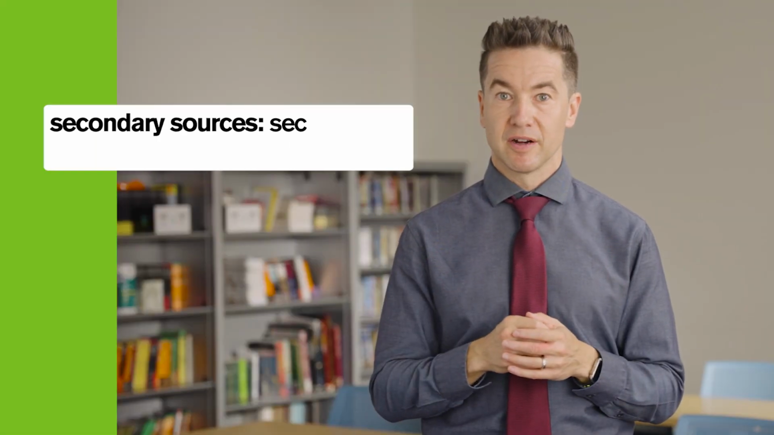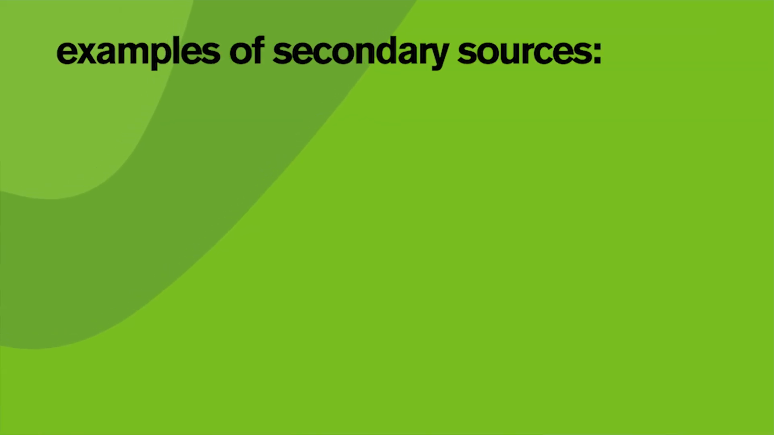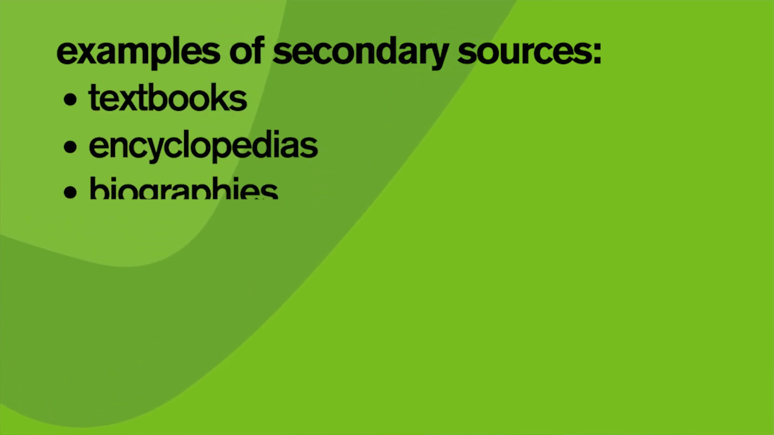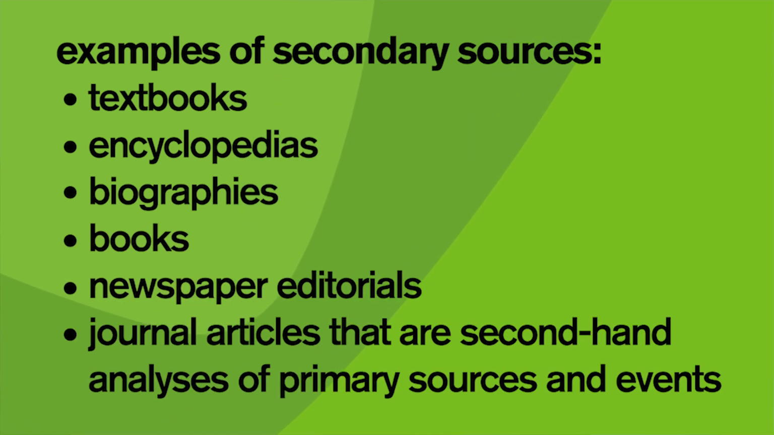Secondary sources are second-hand information, usually interpretations and analyses of primary sources. In other words, they present information from people who were not present or involved in the original event or study. Some examples of secondary sources include textbooks, encyclopedias, biographies, books, newspaper editorials, and journal articles that are second-hand analyses of primary sources and events. Both primary and secondary sources can provide useful information for tasks.